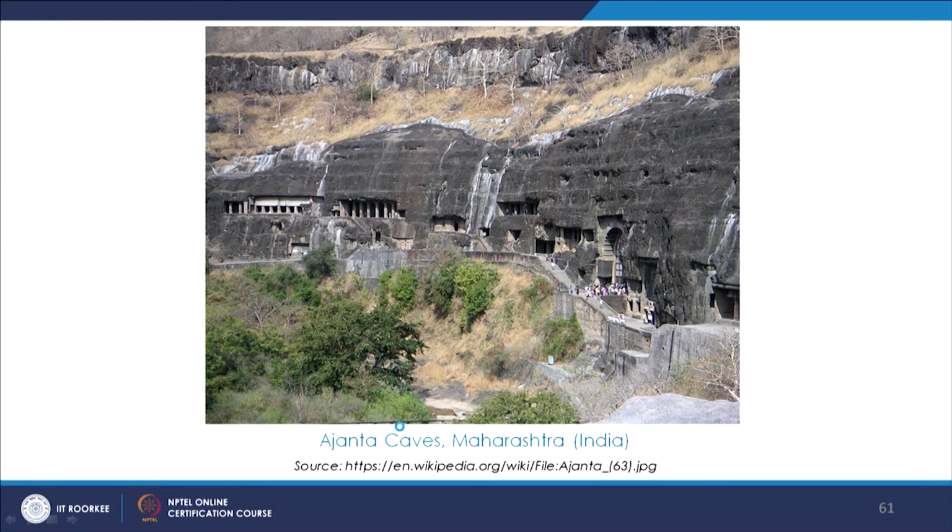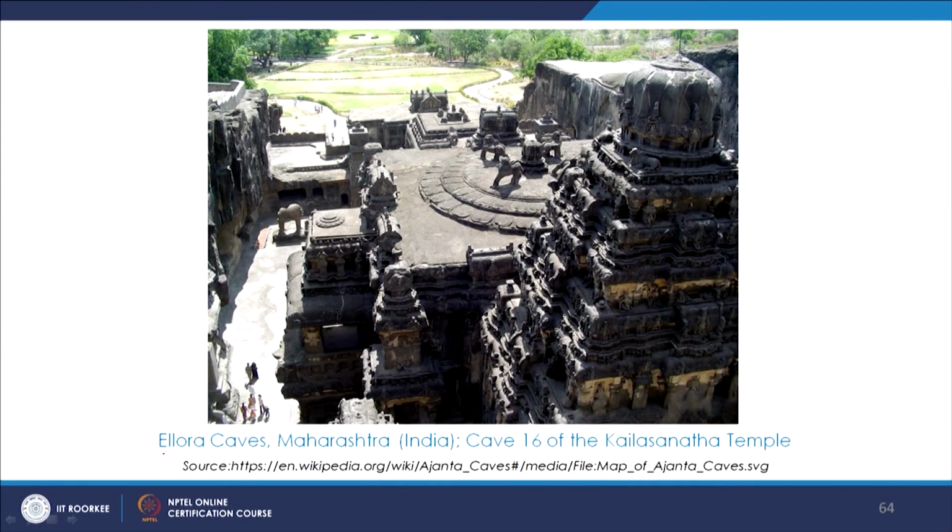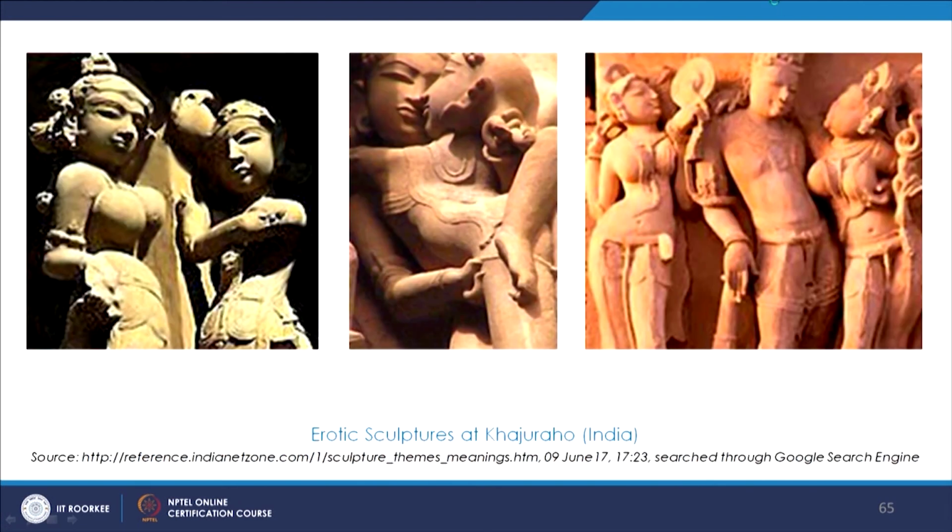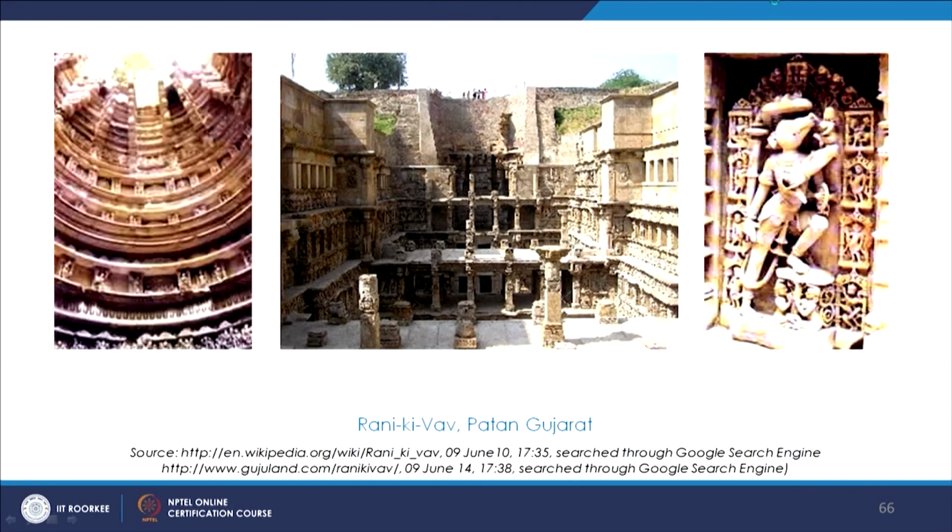We saw the examples from India. We talked about the Ajanta caves, all in stone. We talked about the Ellora caves. We talked about cave number 16, which is very famous, and this is a monolithic structure, the Kailashnath temple, and a lot of people visit here. We discussed the erotic sculptures of Khajuraho. We discussed the stepped wells in Gujarat, all done in stone.